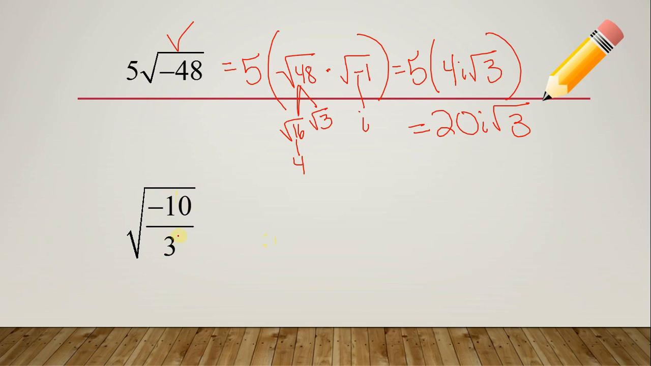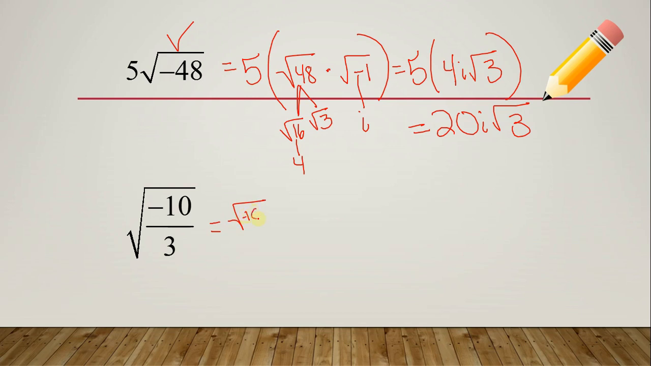Let's simplify this one here too. Can I have a fraction under a square root? No, can't have that. It's kind of like not saying please and thank you. Kind of that bad. So what you're going to do is break this into two pieces.